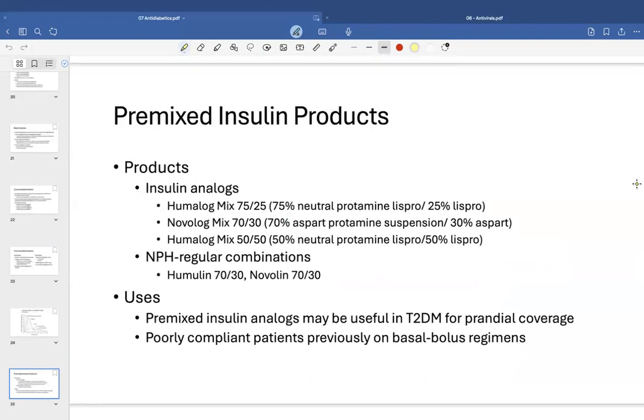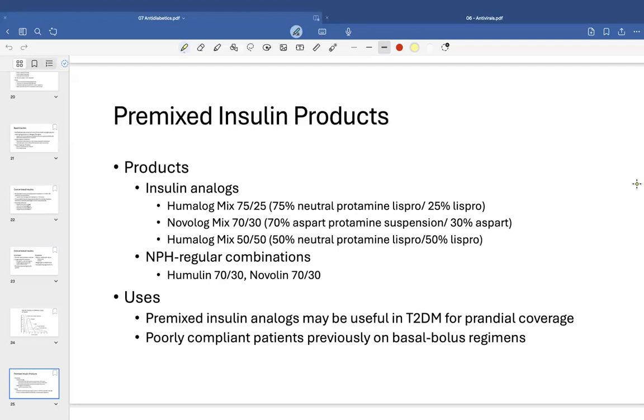All right, let's add some more confusion, shall we? Your premixed insulin products. These are products that basically have a biphasic mix. So you have insulin analogs, Humalog and Novolog, that are available as protamine lispro combinations or protamine aspart and aspart combinations. Now again, recall that protamine is used to increase the duration of insulin action. So if you take protamine plus lispro, you now take it from being a very short-acting product to a little bit longer. And these are premixed formulations.